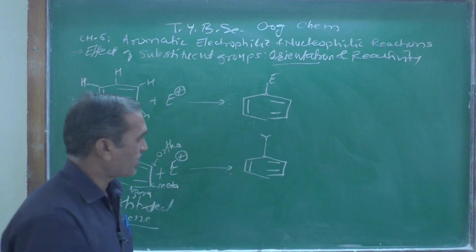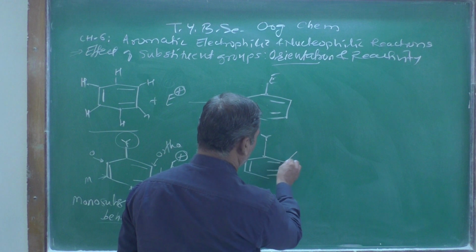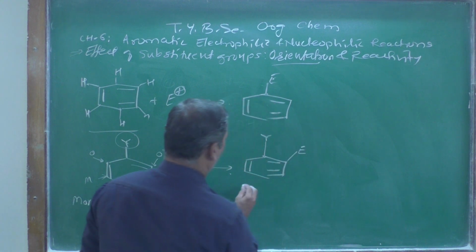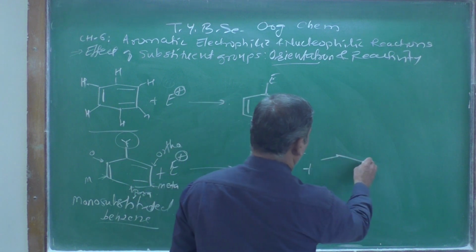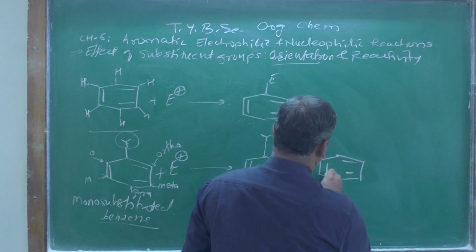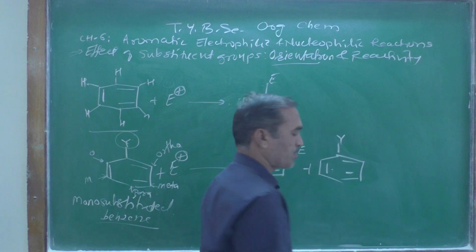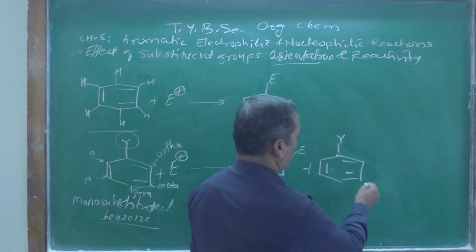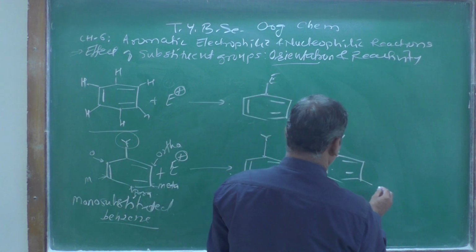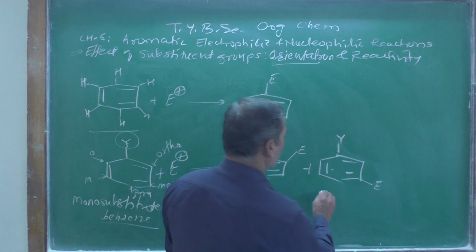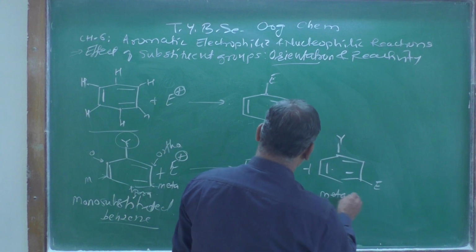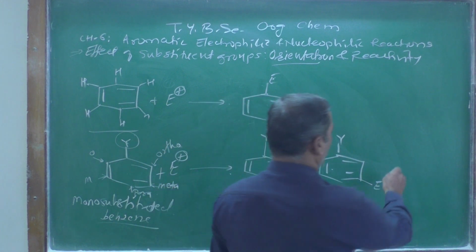The electrophile may attach at this position, and you are going to get an ortho product. And if it is attached at this position, with Y fixed at this position, the electrophile is going to attach at the meta position. This is called a meta product. This is the ortho product, and this is the meta product.